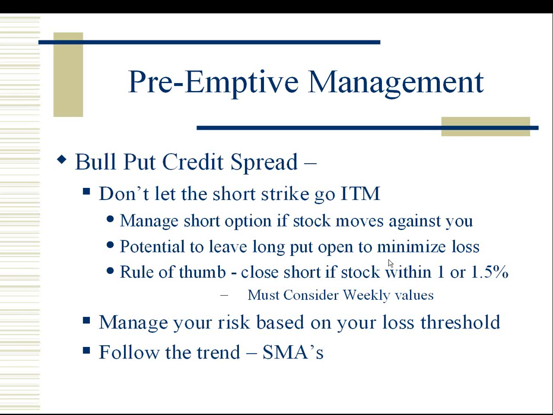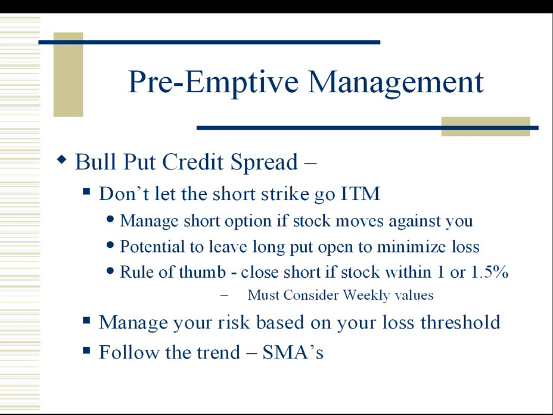We talked about the potential to leave the long put open. If you buy to close a short put, leave the long put open. And our rule of thumb here is we want to close the short, or look to manage your spread, if the stock reaches within 1 or 1.5% of our short option strike price. So again, we talked before with Netflix there being at our strike price, at 375. Well, 1% of that means I might look for management if the stock's at around 378.50 or so.